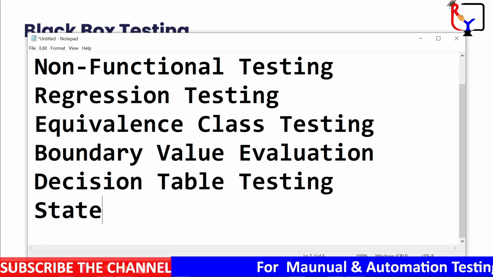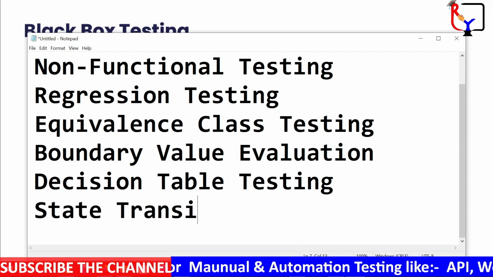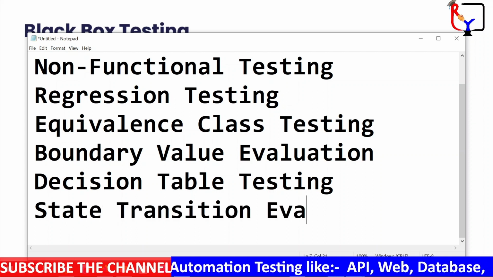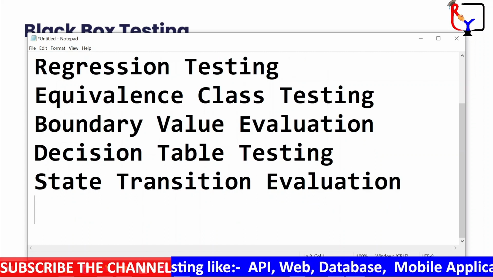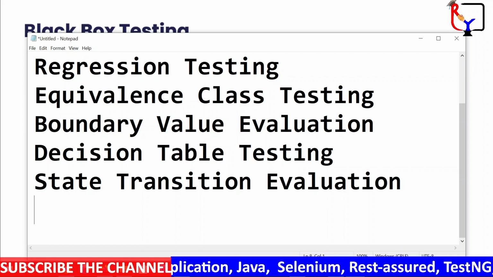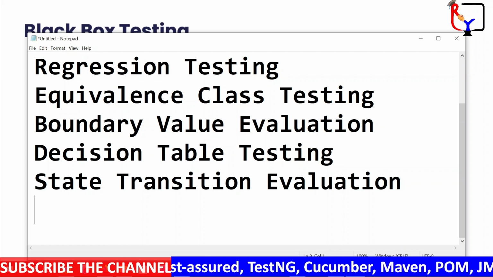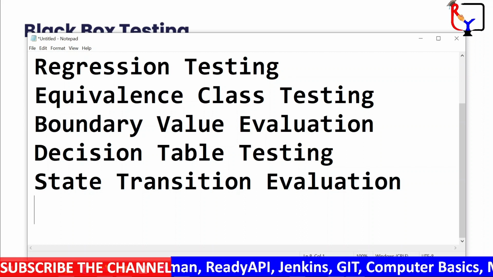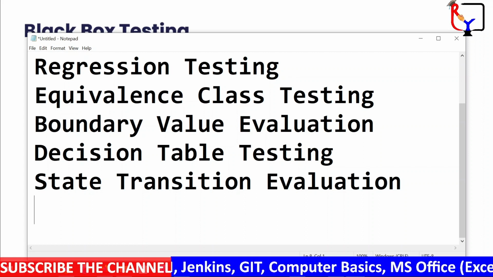Next is state transition evaluation. An application may be designed to change state under certain conditions, such as locking a user account after a certain number of failed authentication attempts. State transition evaluation involves identifying these situations and developing test cases to validate them.